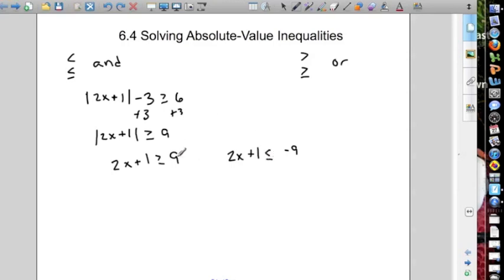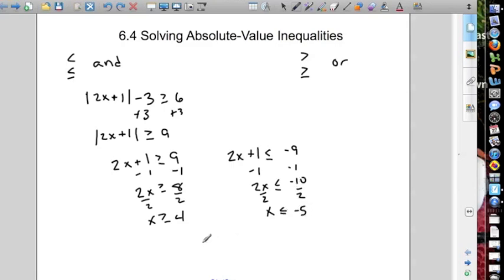And so when I solve this, I just go through and solve it just like I did with equations. So 2x is greater than or equal to 8. X is greater than or equal to 4. When I solve this, I subtract 1. 2x is less than or equal to negative 10, divide by 2, divide by 2. Notice I'm dividing by a positive number, so I leave the inequality as less than or equal to. Negative 10 divided by a positive 2 is negative 5.